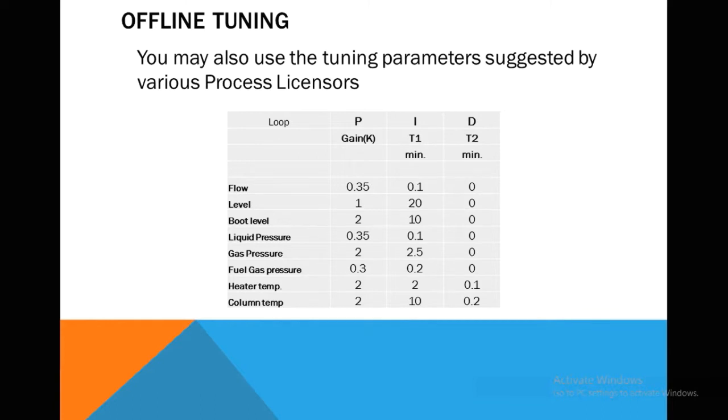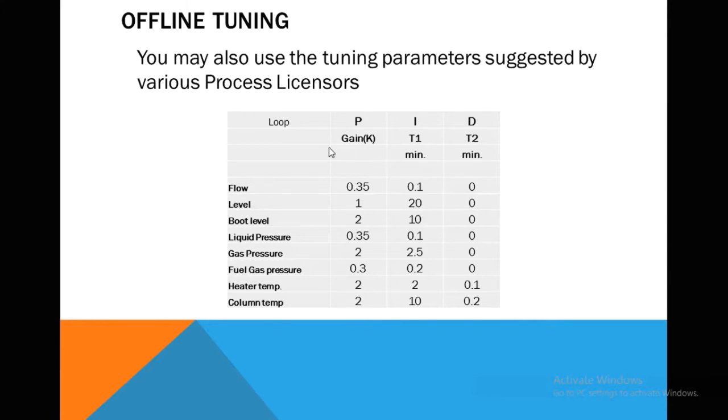Normally when you start a licensed unit from major licensors like UOP, their technicians will come for commissioning the plant. So they will initially provide the set point and the PID values for all the controllers. Here I am using the proportional, integral, derivative constants for all the types of controllers, and this is the one which UOP has been using.